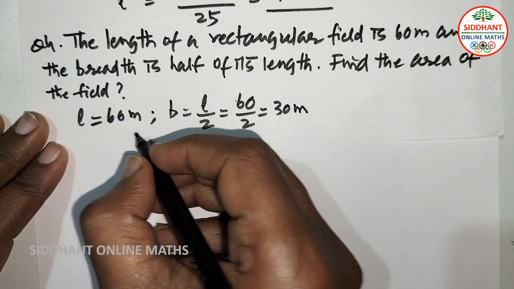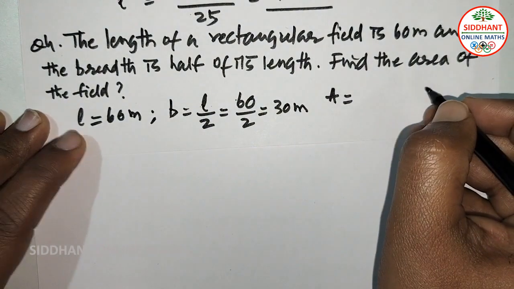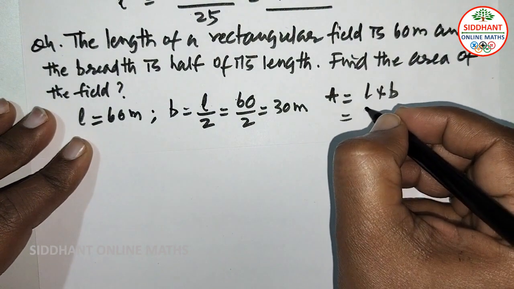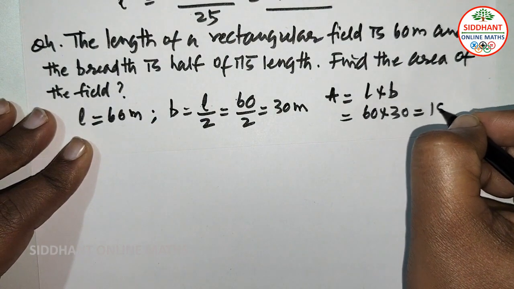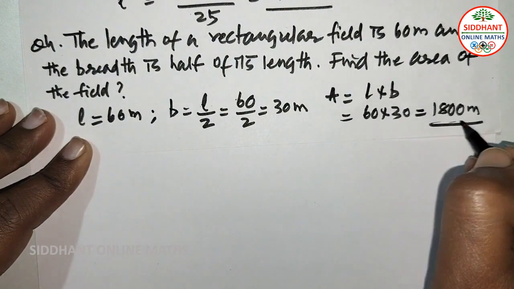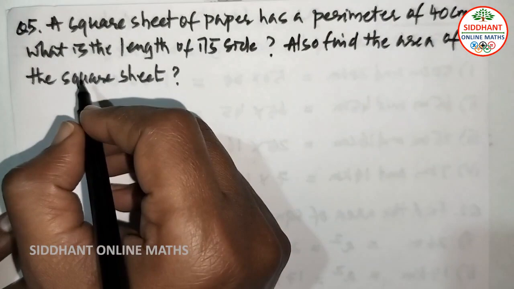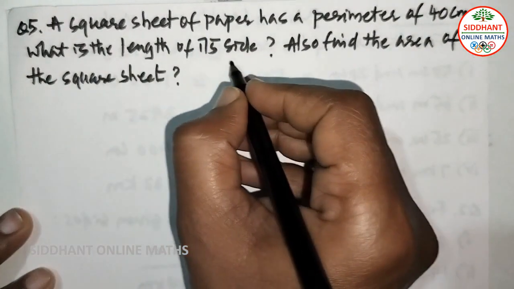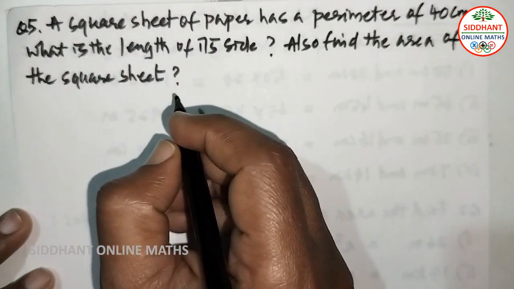So L is 60 meters and breadth is 30 meters, and we know that area is equal to L into B. So that will be 60 into 30. So that will be 1800 meters. So 1800 meters is the area of the rectangular field. Question number 5. A square sheet of paper has a perimeter of 40 centimeters. What is the length of its side? Also find the area of the square sheet.